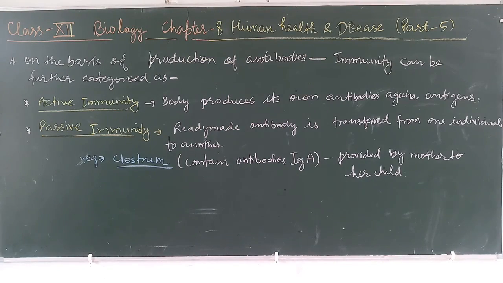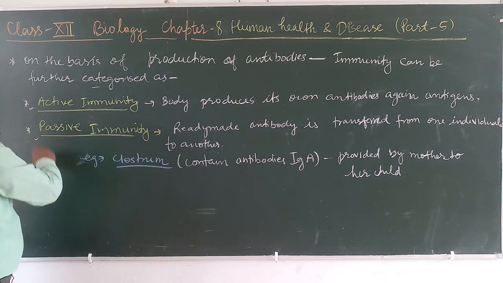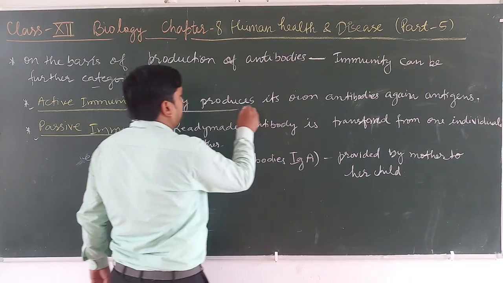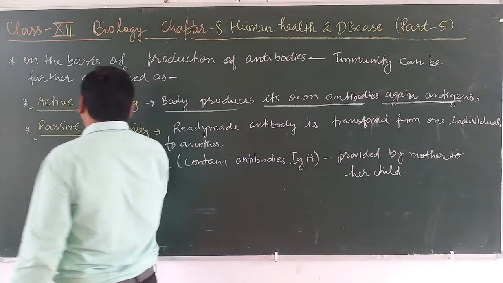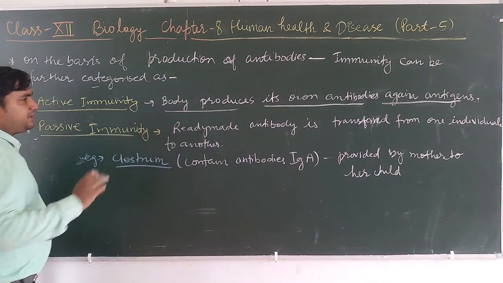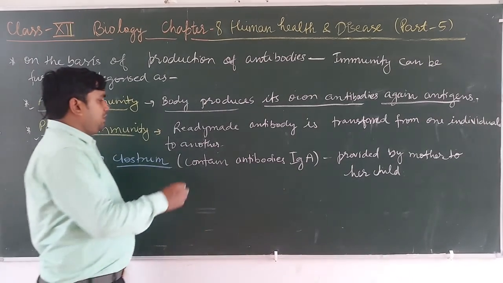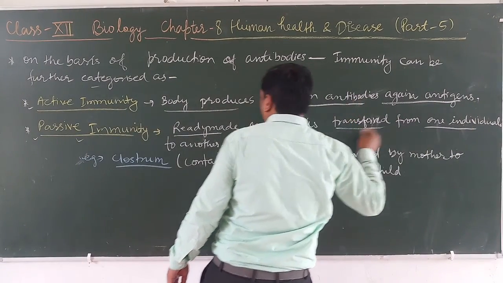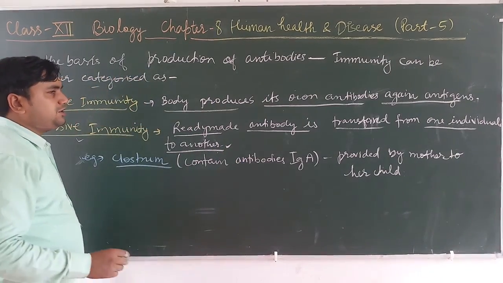On the basis of production of antibodies, immunity can be categorized into active immunity and passive immunity. In active immunity, the body produces its own antibodies against the antigen. Very simple. And in passive immunity, ready-made antibody is transferred from one individual to another.